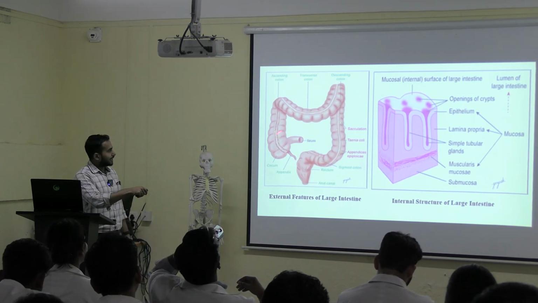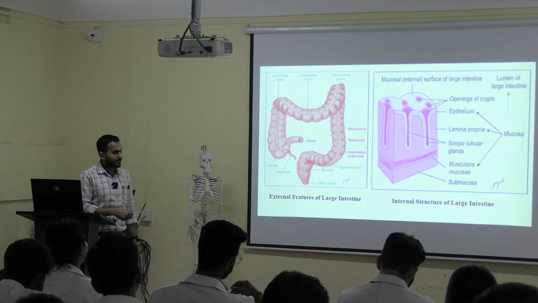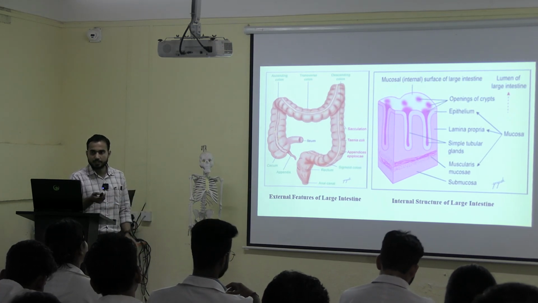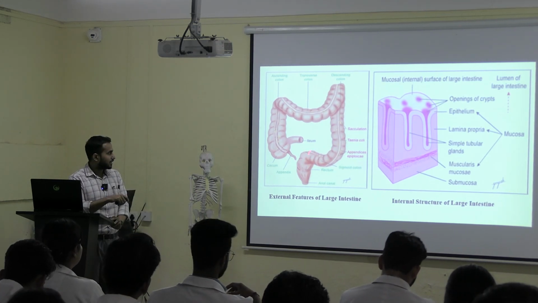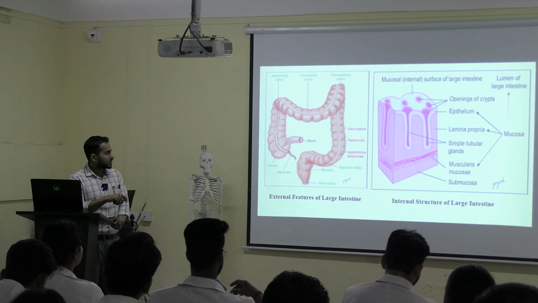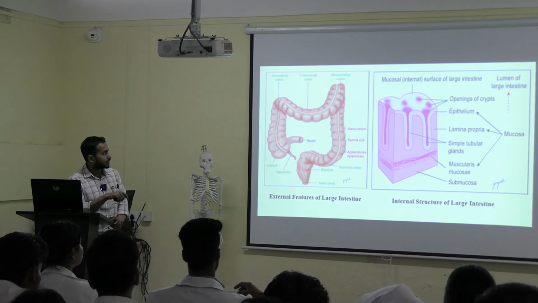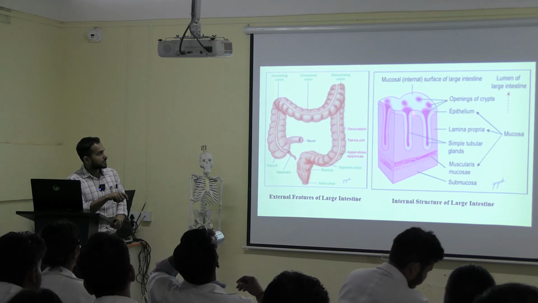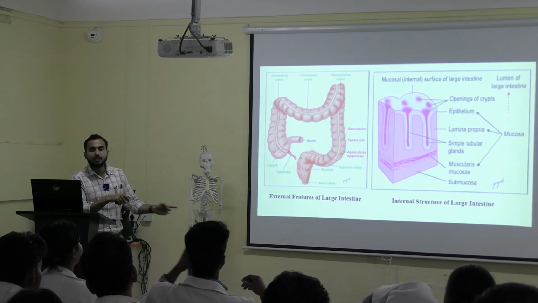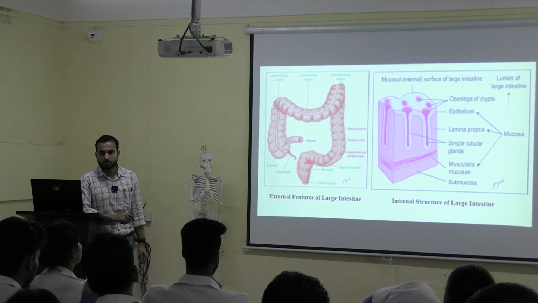So these are the external features of the large intestine. Already you have studied, you have seen. That is the sacculations or haustrations, tinea coli, and appendices epiploicae. And here you can see all the parts of the large intestine. What about this? This is the internal structure of the large intestine.